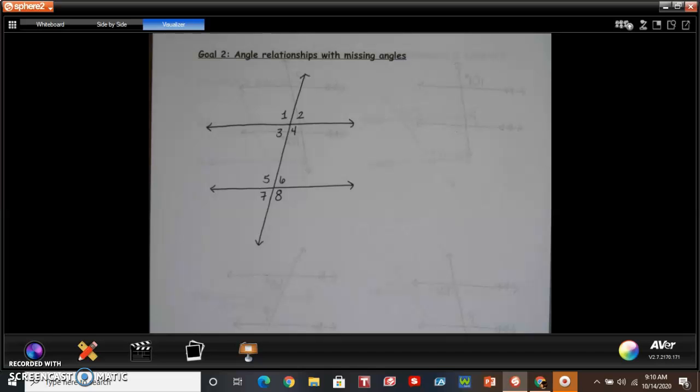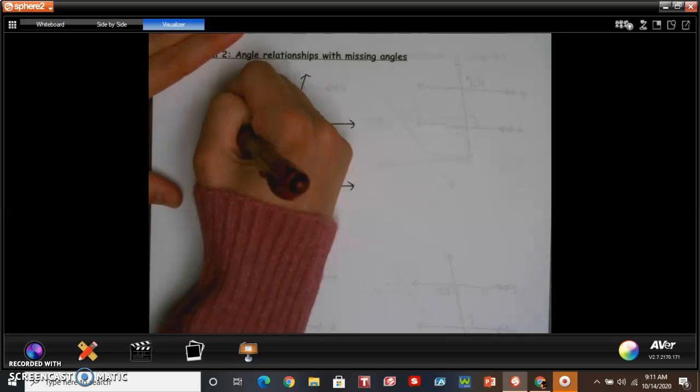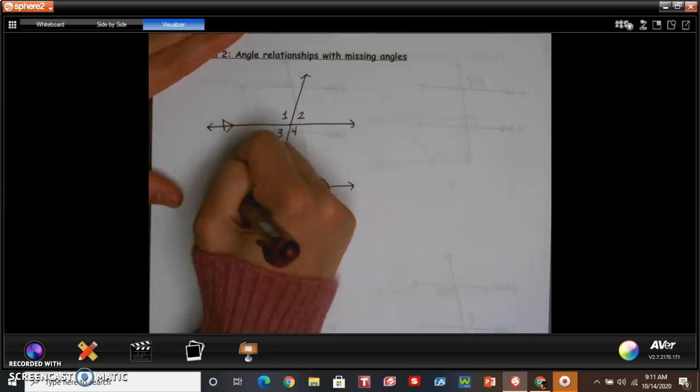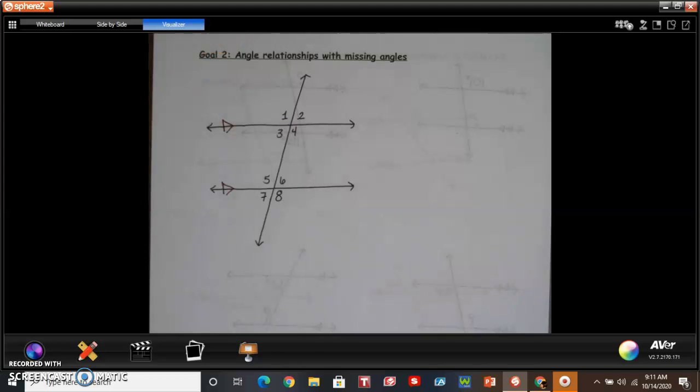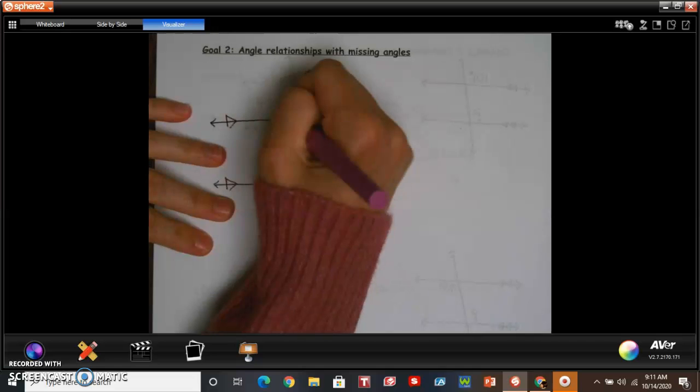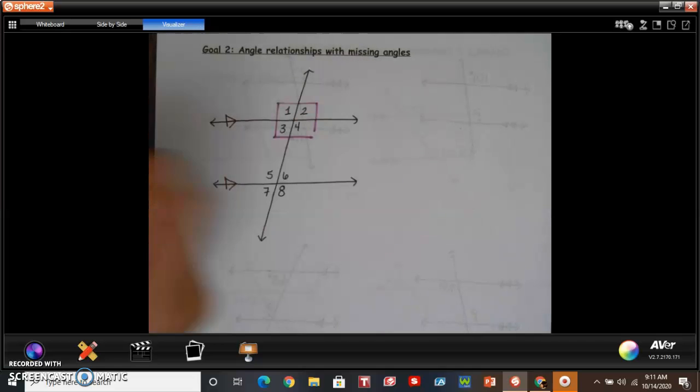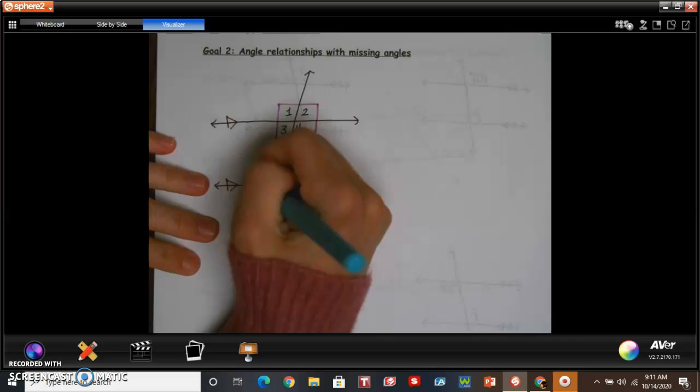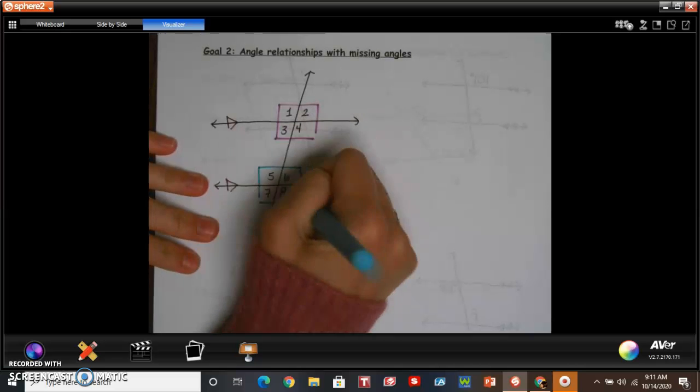Let's move on to angle relationships with missing angles. Now, this is something special these angles do. And this only occurs whenever the lines have these kind of arrows on them. This means that they are parallel. Remember, that was a vocab word from last week. They had arrows on them, meant they're parallel. When they're parallel, something special happens with all of our families. Okay? So we're going to talk about what happens with our families.